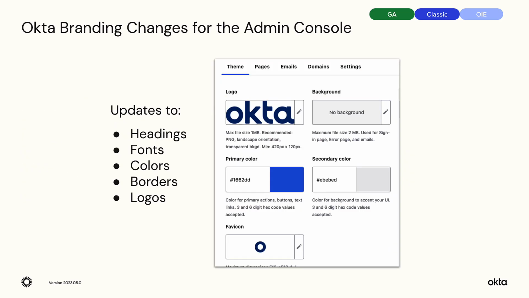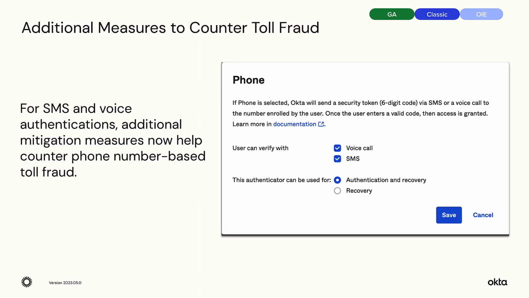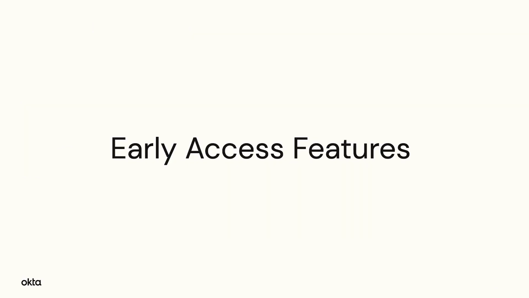Okta branding changes for the admin console. Branding updates to headings, fonts, colors, borders, and logos are now available in the admin console. Additional measures to counter toll fraud. For SMS and voice authentications, additional mitigation measures now help counter phone number-based toll fraud.